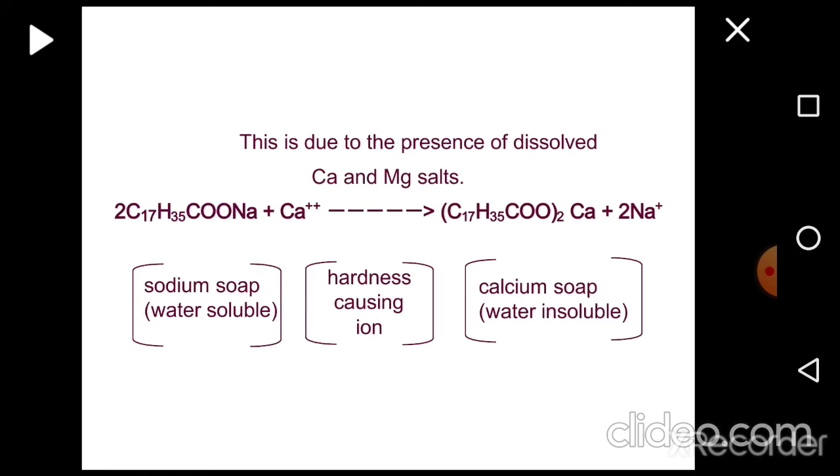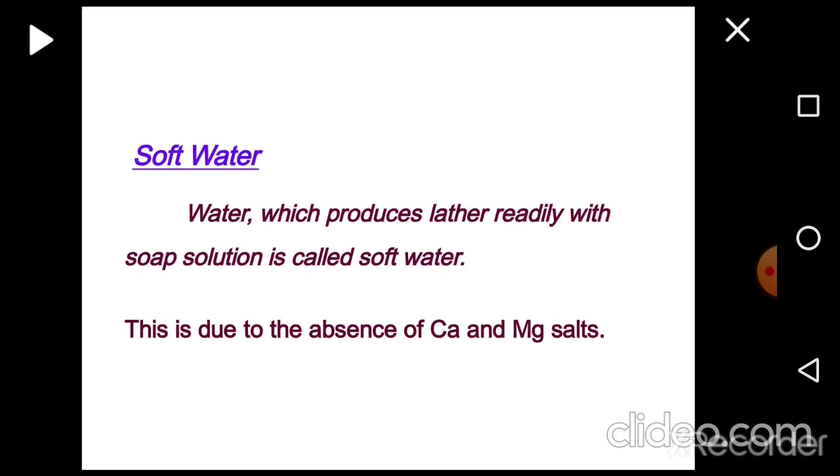For example, sodium soap is water soluble. It reacts with the hardness-producing ions like calcium to form calcium soap, which is insoluble in water. The next one, soft water. Water which produces lather with soap solution is called soft water. This is due to the absence of calcium and magnesium salts.